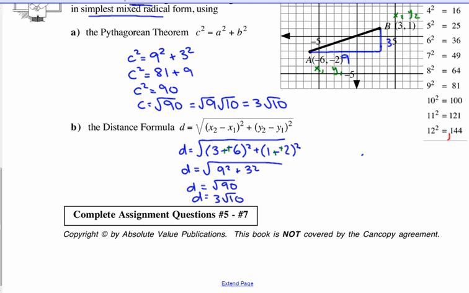So this is the end of the first part of the lesson. And so this lesson is broken into 2 parts. So at this point, the homework would be numbers 1 through 7.